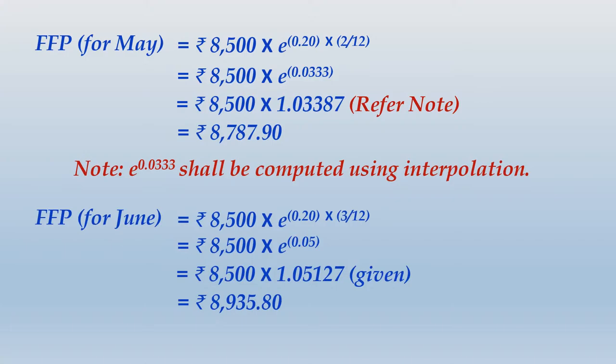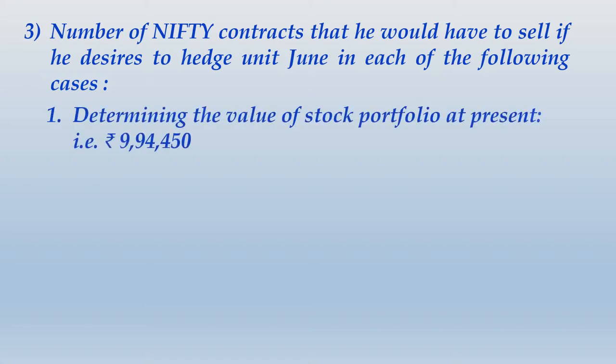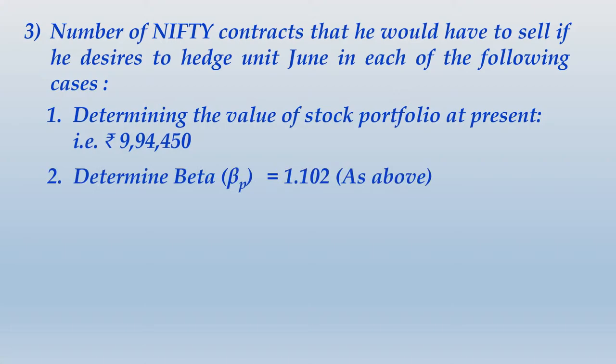So up to this stage, we have worked out the theoretical value of futures contract for May as well as June. Now we move ahead and deal with the last part. Number of Nifty contracts that he would have to sell if he desires to hedge until June in each of the following cases. First case, determine the value of stock portfolio at present, that is 9,94,450. We have already computed this. Determine beta, that also we have done.